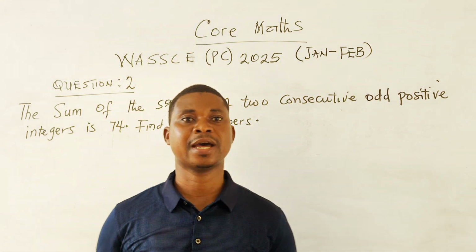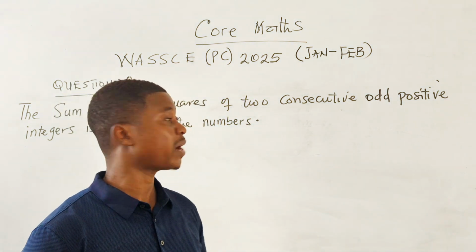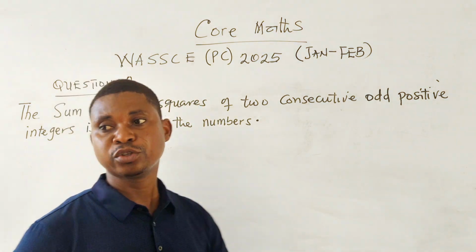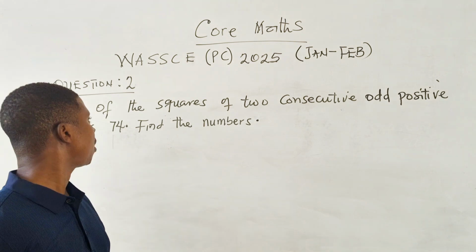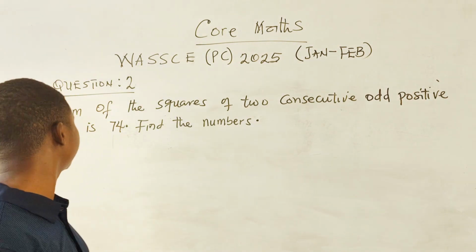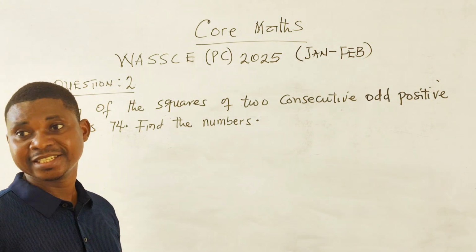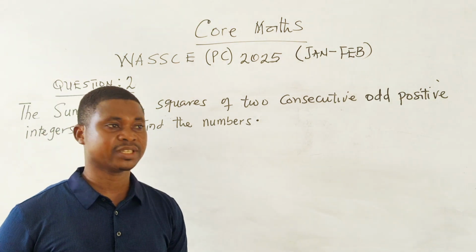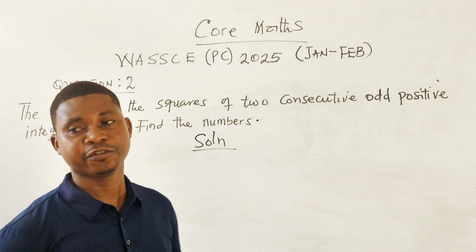Today we are going to consider Core Maths WASSCE 2025 Private Candidates January-February. We are going to look at question number 2, which reads: the sum of the squares of two consecutive odd positive integers is 74. Find the numbers. So that is our question. We are going to solve this question.